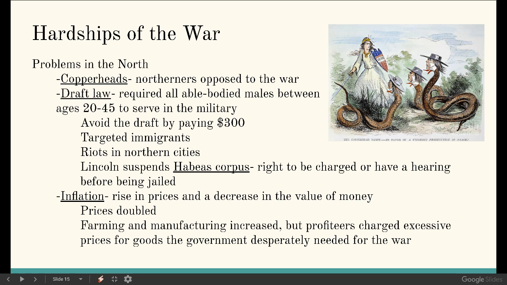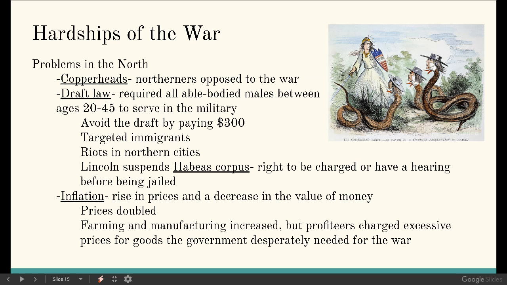And so a lot of people were upset, again, seeing Lincoln as abusing his powers as president. But on the other hand, what is Lincoln supposed to do to maintain order and peace in this time of crisis? So there's a lot of debate about whether or not Lincoln did the right thing here.